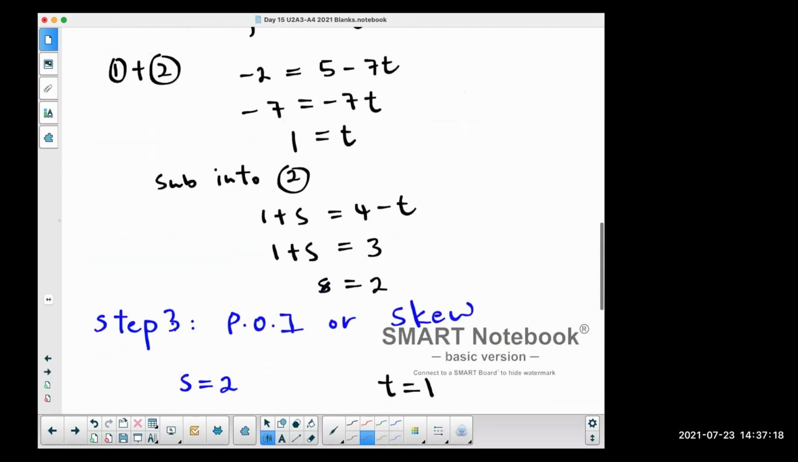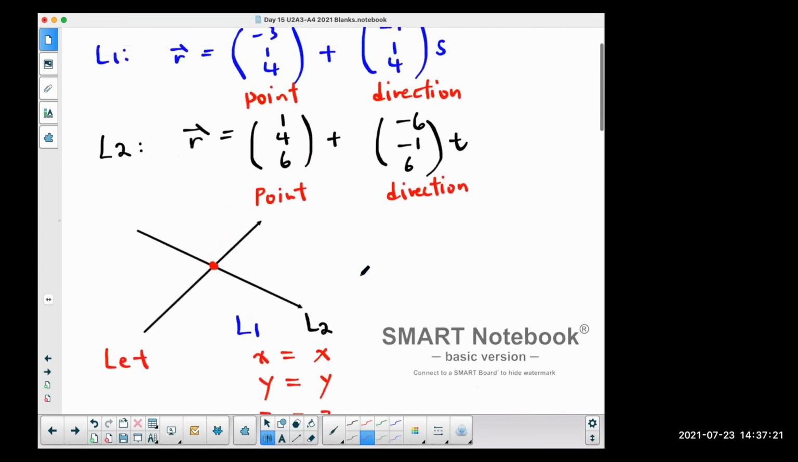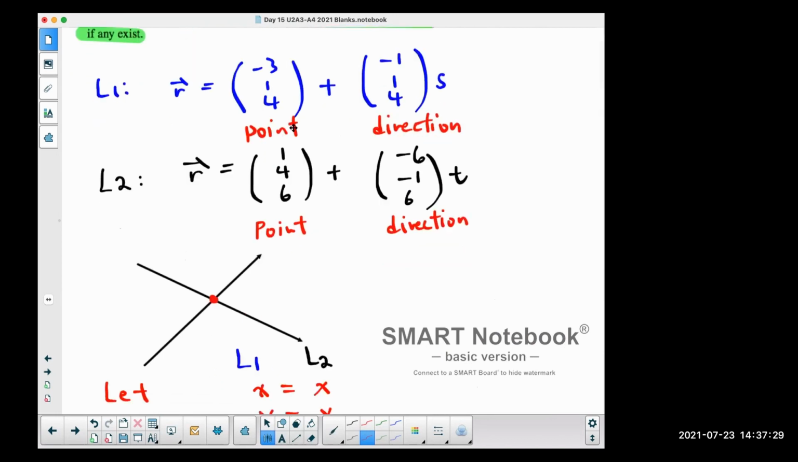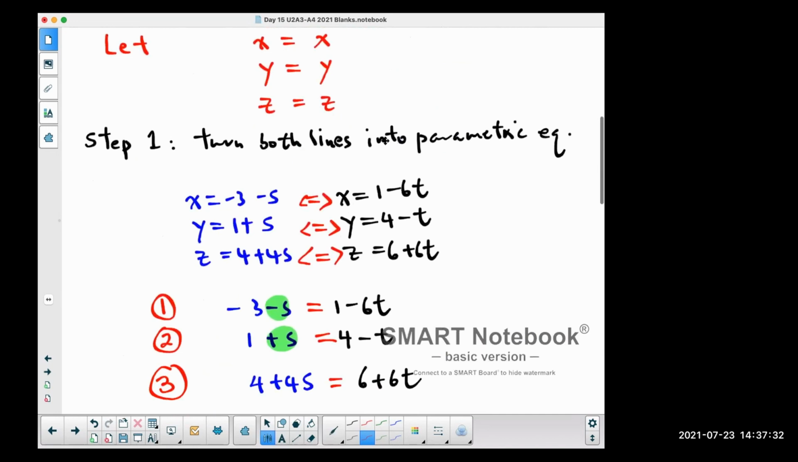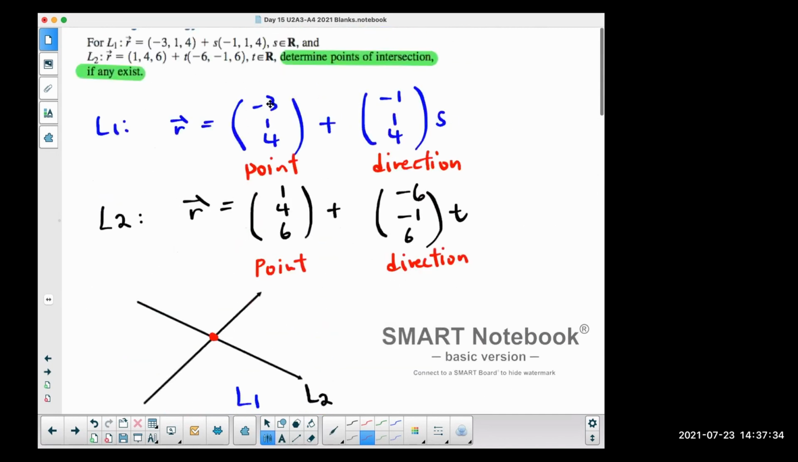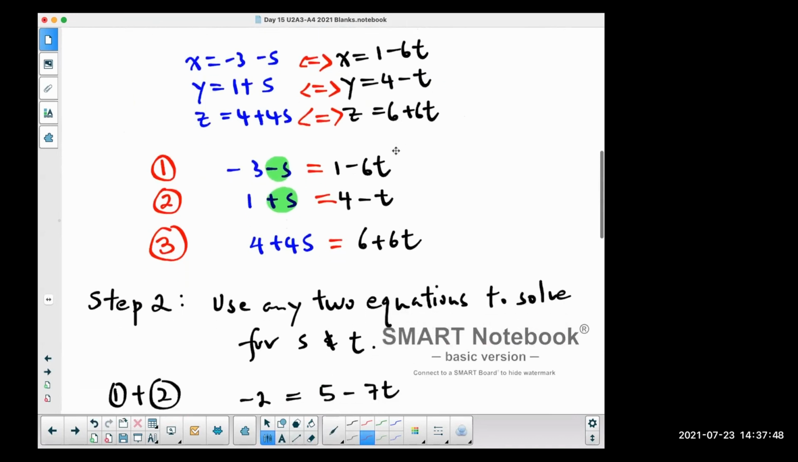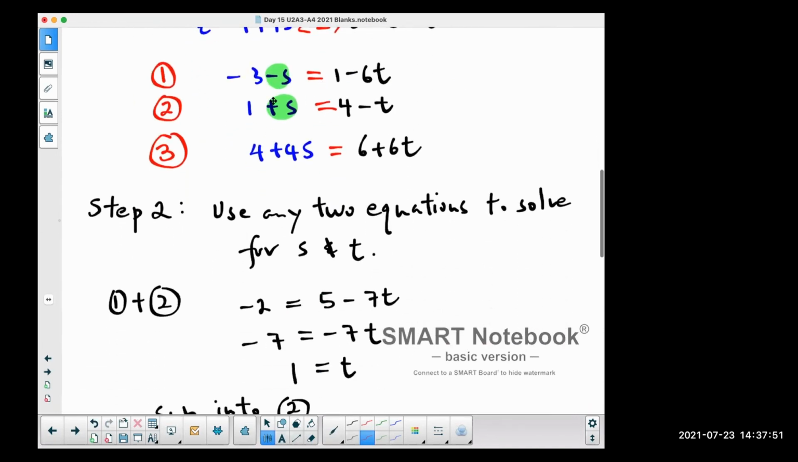Okay, so again, I'll go through my steps once more. You're given 2 lines and you're asked to find if they have any point of intersection, like do they meet or not. So the first step is you turn both lines into a parametric equation. Right? If it's already in parametric equation form, great. You don't even have to do that first step. But if you don't have it in parametric equation form, then you have to rewrite it into the 3 components. Now you have 3 equations. You have the x component, the y component, and the z component.